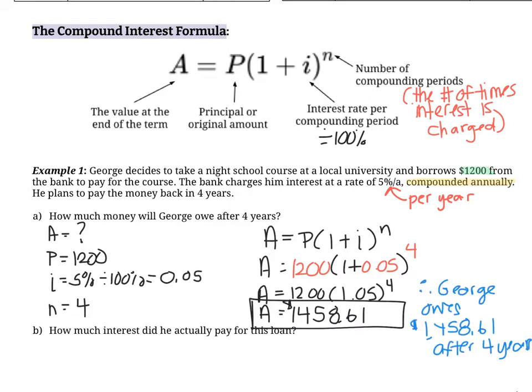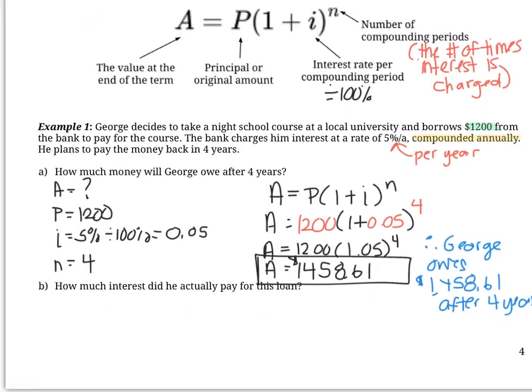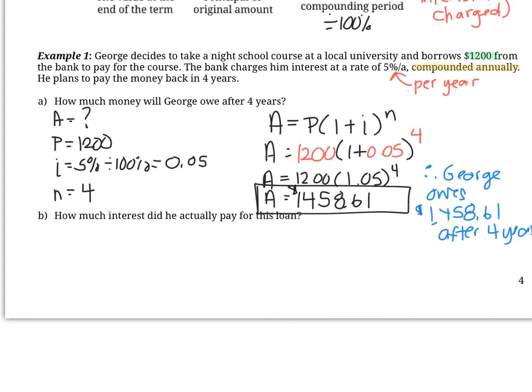So the next question says, how much interest is he actually going to pay for this loan? So we know that interest is the cost of borrowing money. So unless we're just borrowing from our family or our friends, anytime that we borrow money from a financial institution, they make us pay for it. And that's what interest is. It's just a fee that we have to pay.